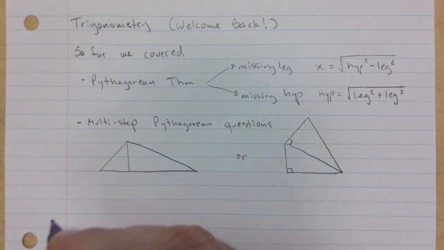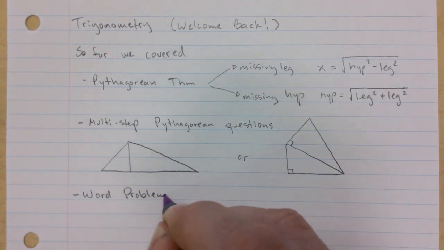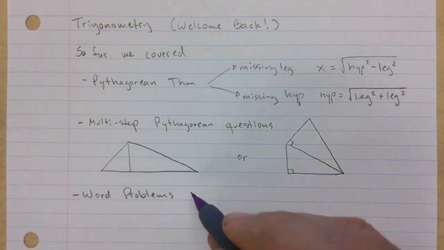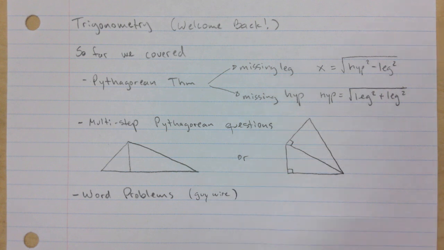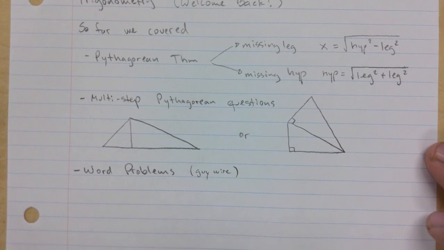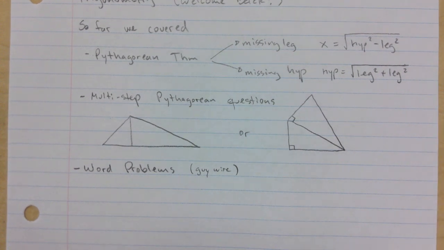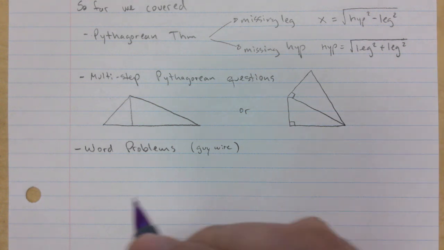And then we also did word problems. Right? And the biggest one, it's a guy wire. Remember that? A guy wire keeps a post straight, and so the guy wire, the post and the ground make the triangle. Okay, so we covered word problems. We talked about the base of the ladder, the foot of the ladder leaning against the wall, stuff like that. So we've done that.